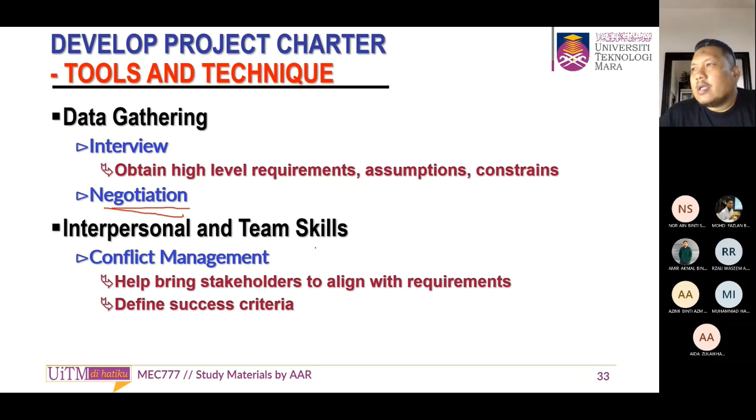Alright, next is the interpersonal and team skill. The first tool that we use under the interpersonal and team skill is conflict management. We must manage the conflicts, which will help to bring the stakeholders to align with the requirement and to define the success criteria. What do you mean by success? We need to define it.